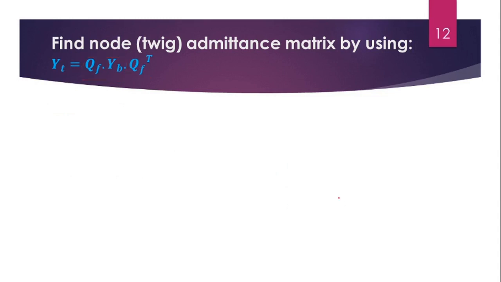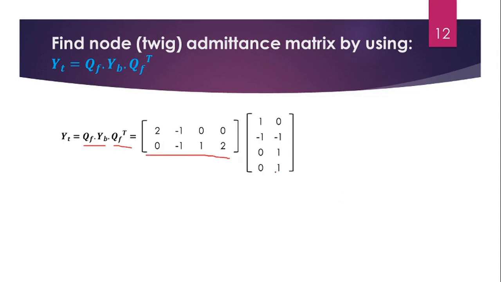So we get here that the Yt matrix, or twig admittance matrix, is the product of Qf into Yb into Qf transpose. So the size of this matrix is 2 by 4, and here the size is 4 by 2. So you may find the resultant matrix will have the size 2 by 2.